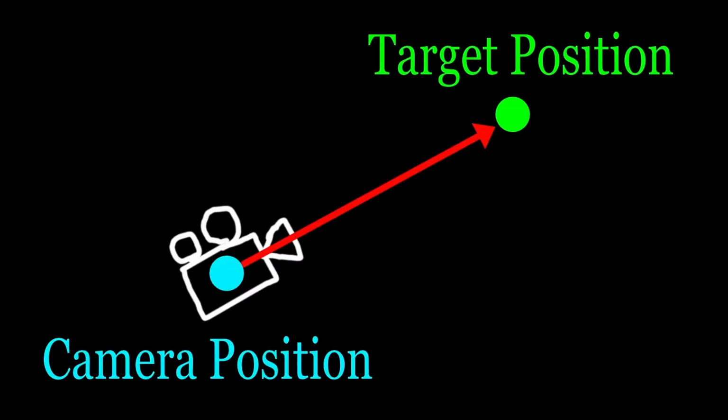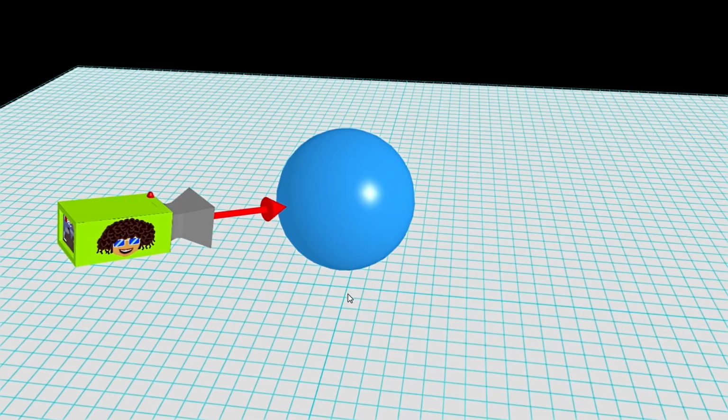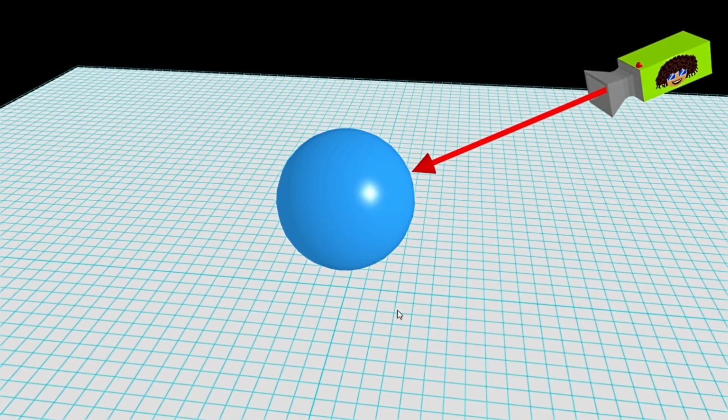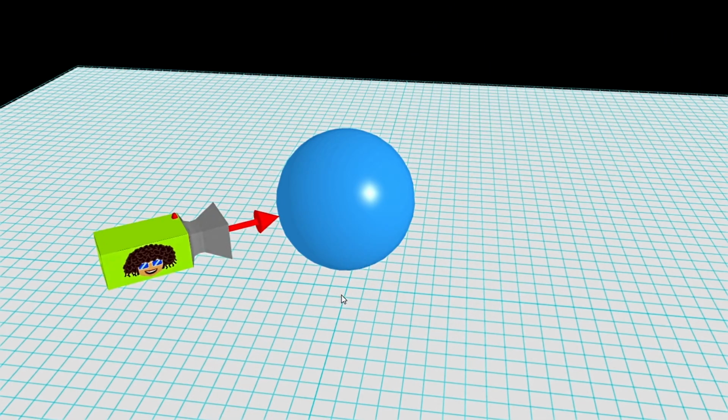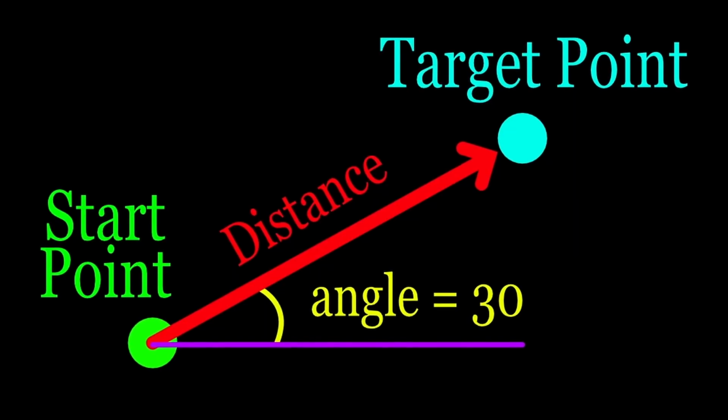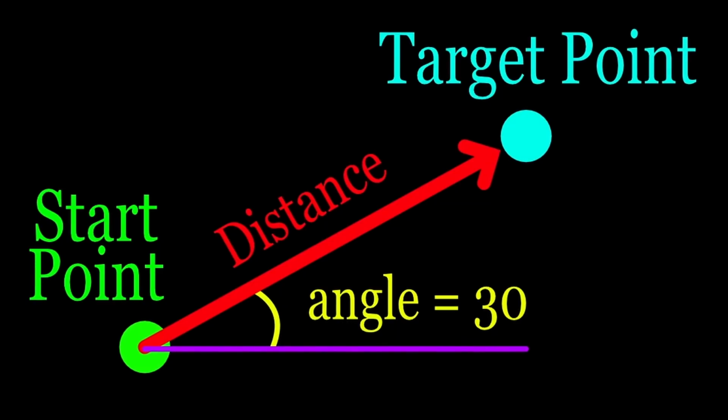Here's the camera structure. We have a camera position and a target position, which the camera is looking at. And by default, P5.js moves the camera relative to the target. We can go left and right, up and down, back and forth, but the target doesn't move. But we want it to be the other way around. We want to move the target relative to the camera.